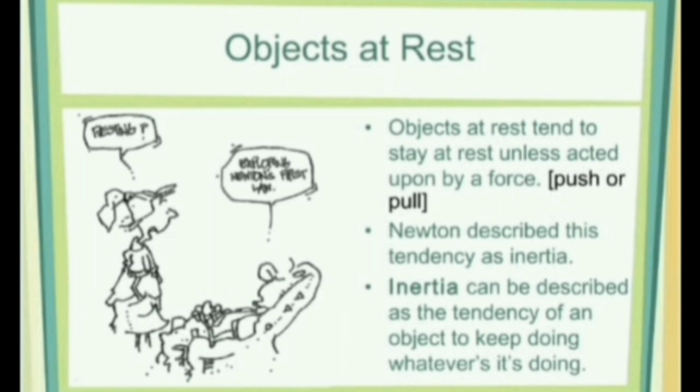An object at rest tends to stay at rest unless acted upon by a force, push or pull. If there is no extra force, the object stays at rest. Newton described this tendency as inertia. Inertia can be described as the tendency of an object to keep doing whatever it's doing.